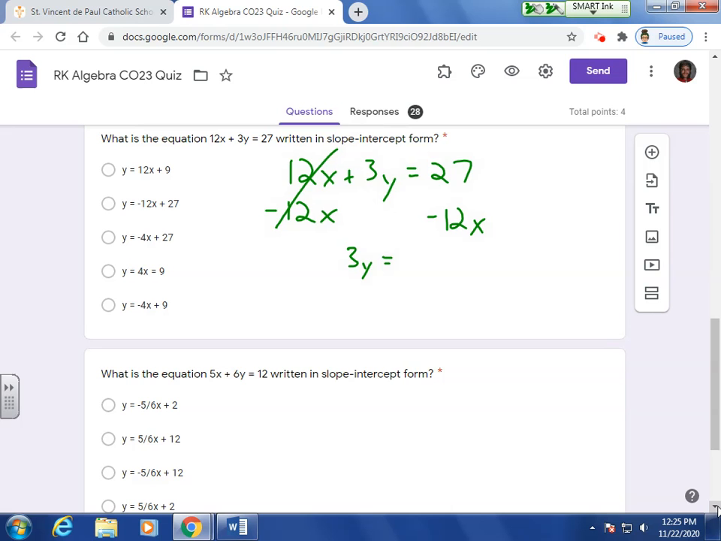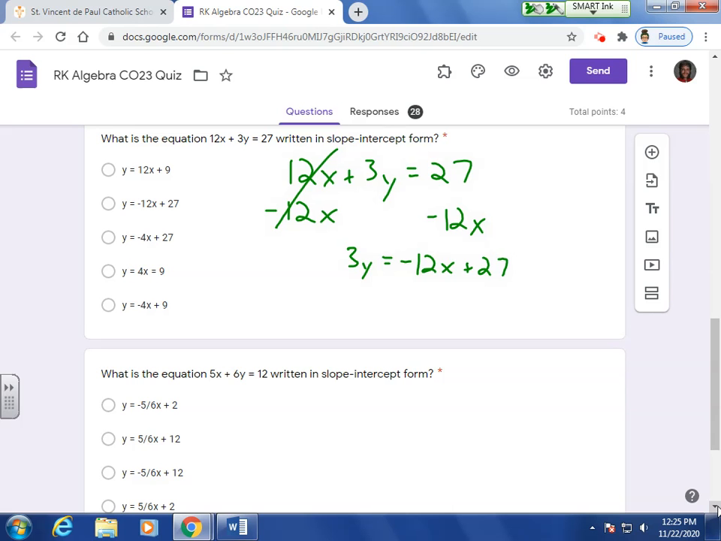And because in slope-intercept form, y equals mx plus b, that x term comes first, we're just rewriting this with a negative 12x and a positive 27. Okay.